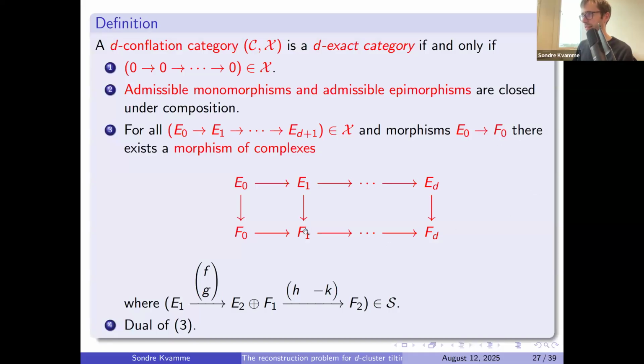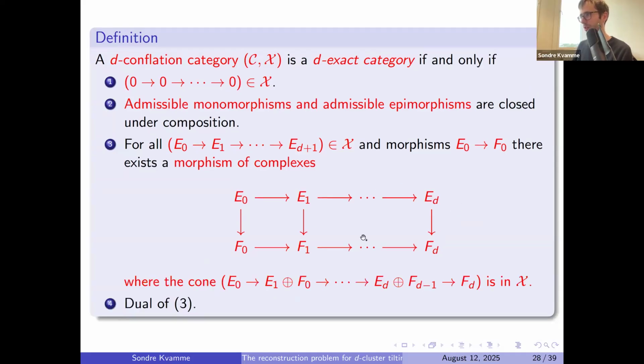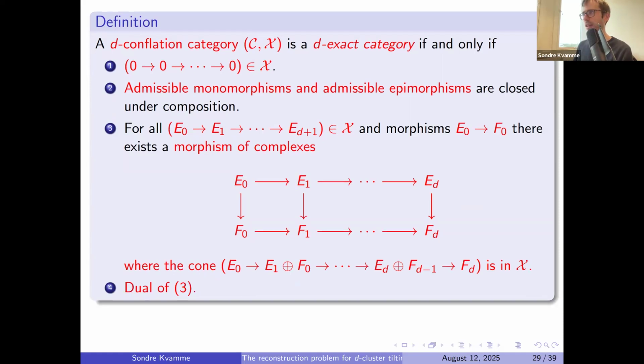And then what we are saying is that there exist F1, ..., Fd, a complex as below, and a morphism of complexes as denoted here. And then we require the cone of this morphism to be an admissible D-exact sequence, a D-exact sequence which is in our distinguished class. And then you also have the dual of 3, which I will not write down. Note that D equals 1 will recover the notion of exact categories. From how I define things, it should be clear.